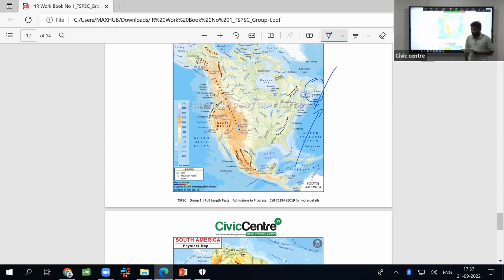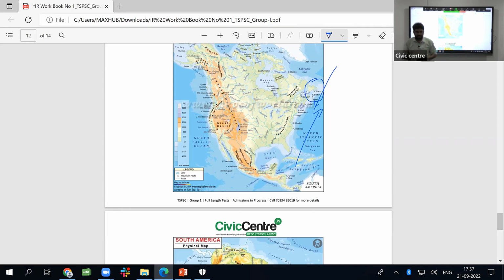Can you see Colorado? You know Grand Canyon? Grand Canyon is located on Colorado. It's a deep gorge. Next, locate your Superior, Michigan, Huron, Erie, Ontario, Niagara Falls.